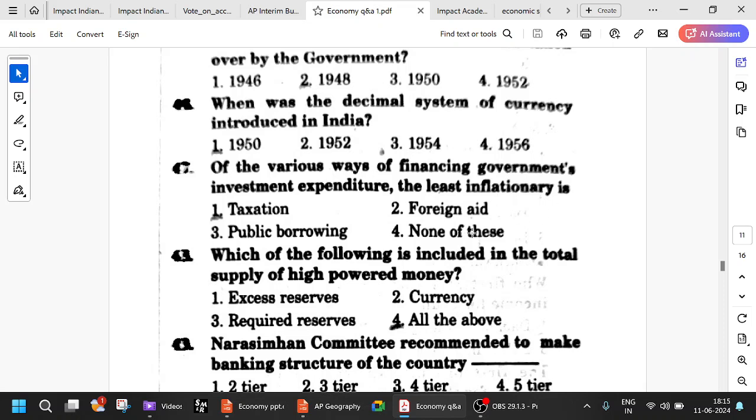But if it is foreign aid, suppose you bring 1 lakh crores from abroad and then start spending it, giving it to various industries as loans and everything, then there is more money in the economy, which has come from outside.